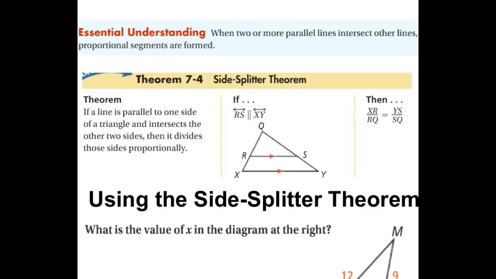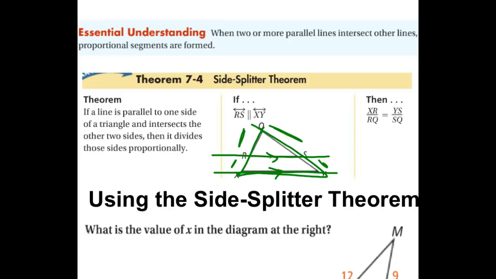Okay, so when we have two or more parallel lines that intersect other lines, we get these proportional segments that are formed. And so that's where the side splitter theorem comes from. We've got this triangle here, and the base is parallel to some line that cuts through. You can see that. And when that occurs, these sections that are made, so here, that's our QR to our XR, these two parts here on the left are proportional to these two parts over here on the right. And this is true for any triangle that's cut by parallel lines.